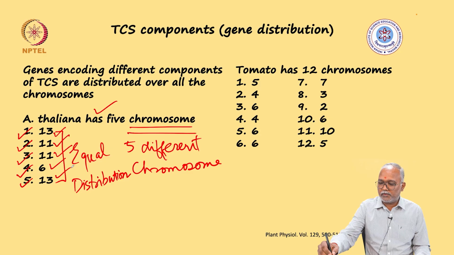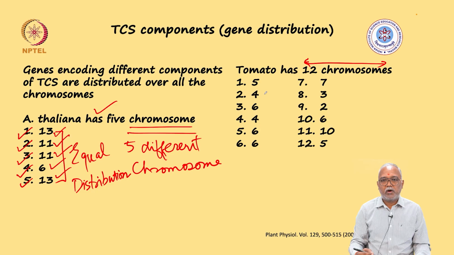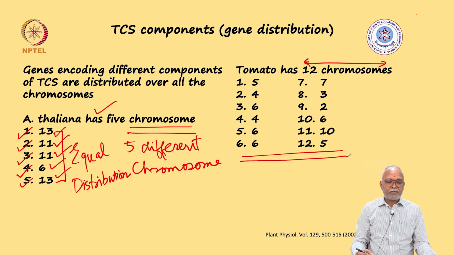Similarly, if you look at the tomato, there are 12 chromosomes and there is distribution of these genes which are coding for sensor kinase or response regulator or histidine phosphotransferase on all these chromosomes. So what it suggests is that the 2-component system is working prominently in plants. There are multiple genes which code for the components of TCS, and these components are evenly distributed over different chromosomes present in the plant species.